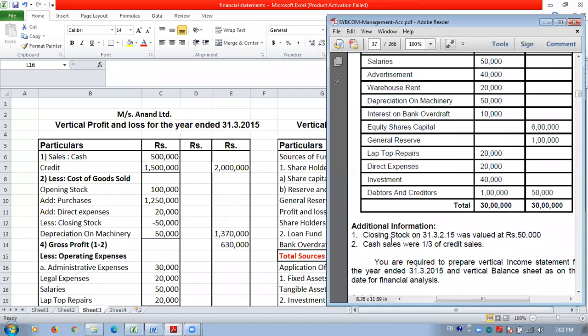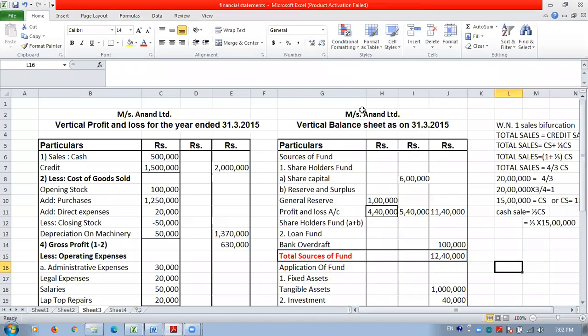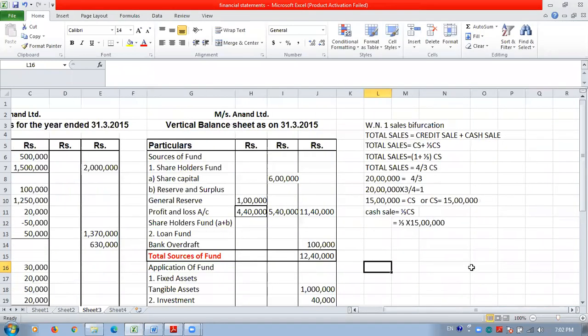The second piece of additional information says the cash sale was one third of credit sale. So for that purpose we have to bifurcate the cash sale and credit sale. Whatever the 20 lakhs total sale is, we have to bifurcate that 20 lakhs into cash sale and credit sale, right? For that purpose we go for a working note.